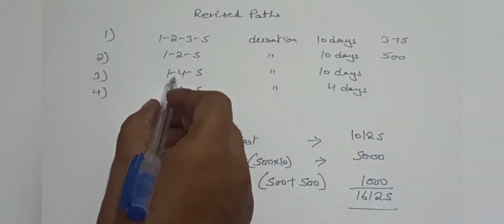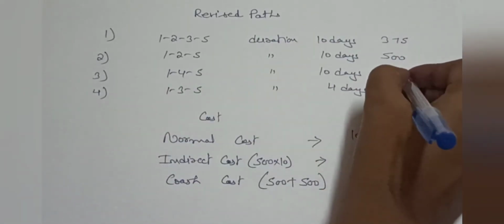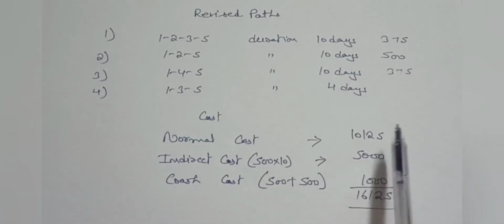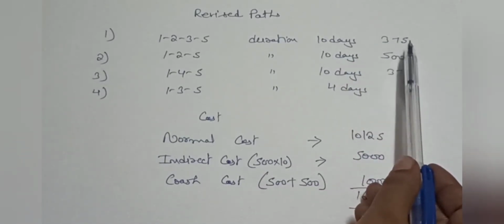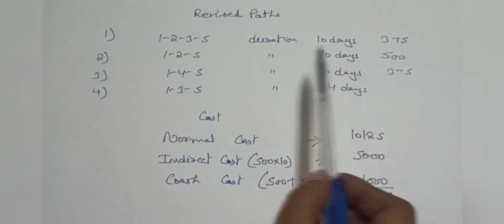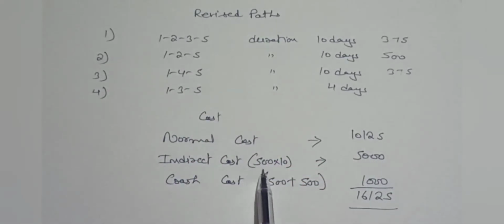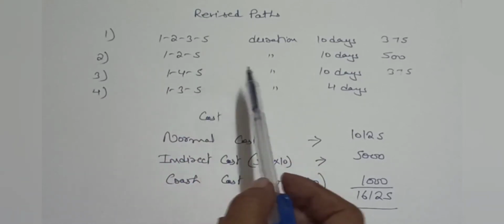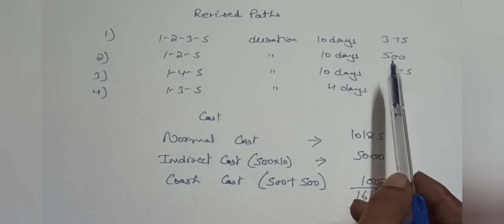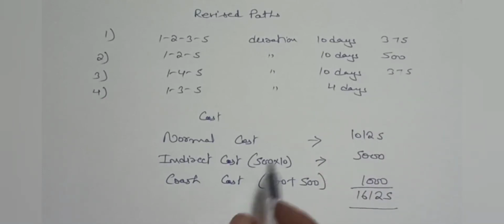For crashing this activity, our crash cost will be 375. So you can see our total crash cost will be 1250 for crashing these activities for only 1 day, and our indirect cost is 500 for 1 day. So we can't crash these activities because our cost will be increased. So our optimal duration is 10 days and our cost is 16,125. So this is our optimal cost. So our sum completes here.